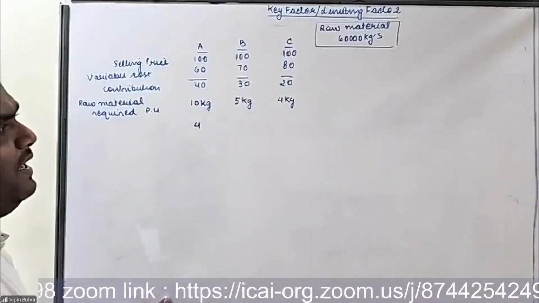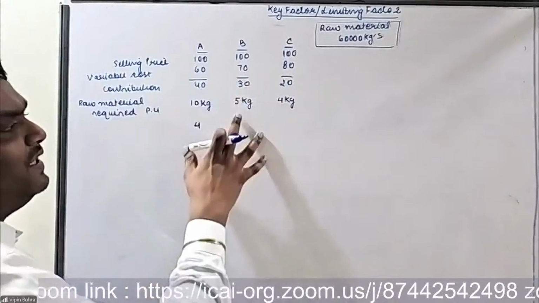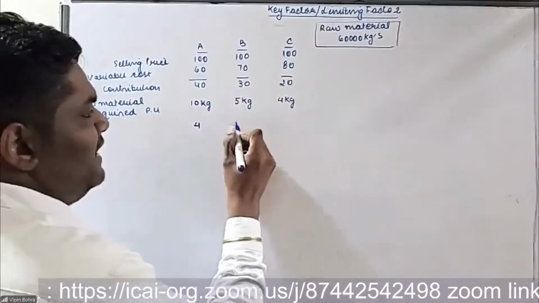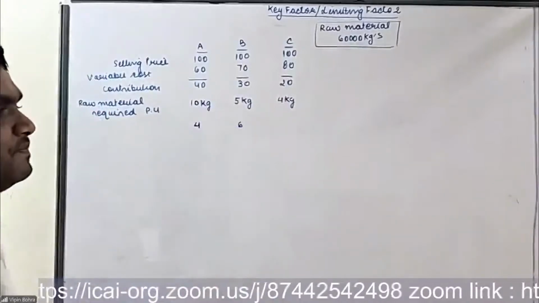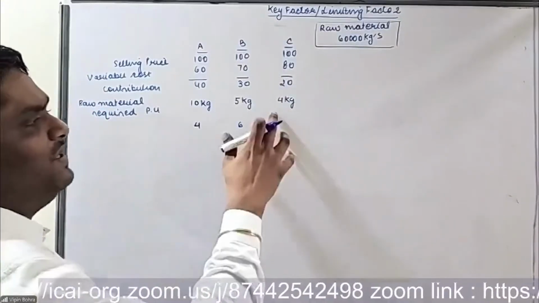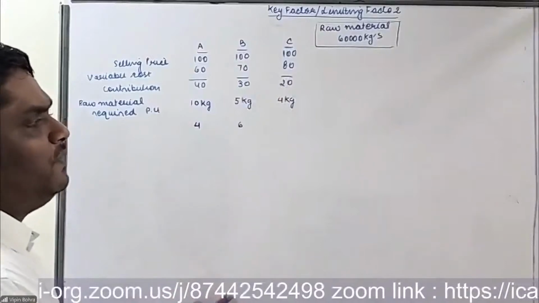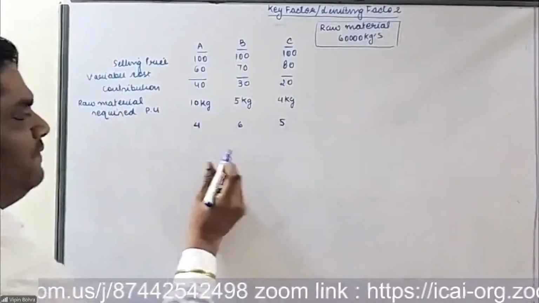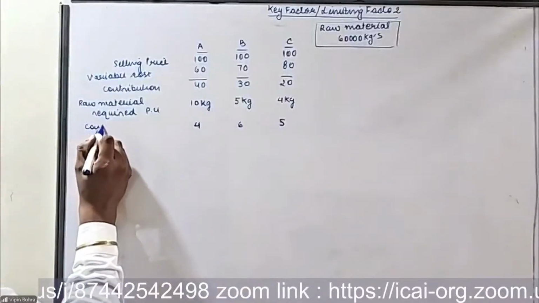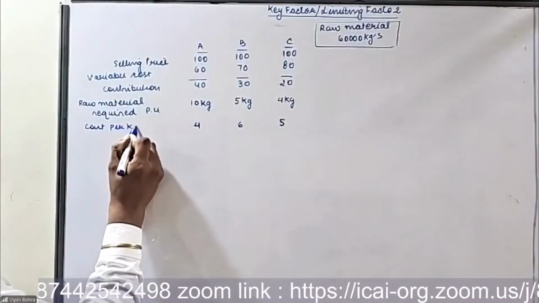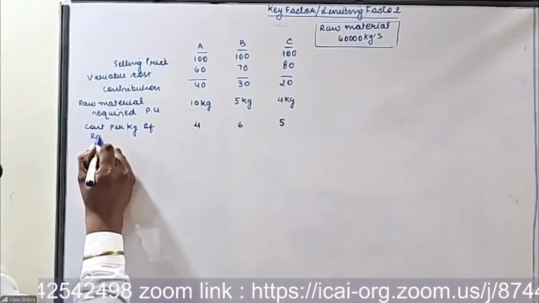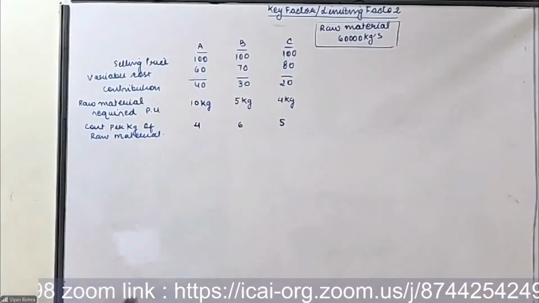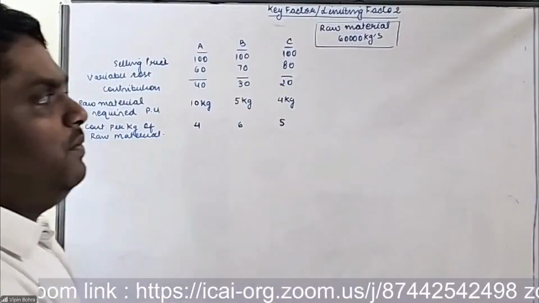Similarly, for product B, my contribution is 30 after using 5 kgs of raw material. So herein, for every kg, we are earning rupees 6. And in the third case, after using 4 kg, we are getting a profit of 20. So for every 1 kg, we are getting a profit of rupees 5. So we call it contribution per kg of raw material.